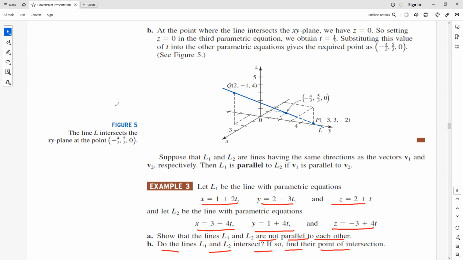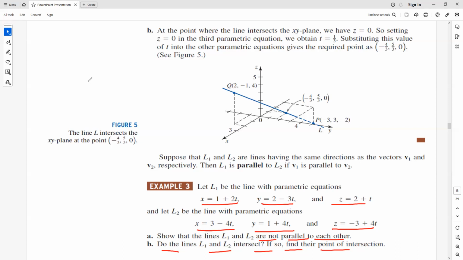But in 3D, it is not necessary that if two lines are not parallel, they will intersect. They might not intersect. So two lines can be non-parallel and not intersecting in the three-dimensional system. But in a two-dimensional system, we know that if two lines are not parallel, then obviously they are going to intersect. But it's not the case in 3D, right?